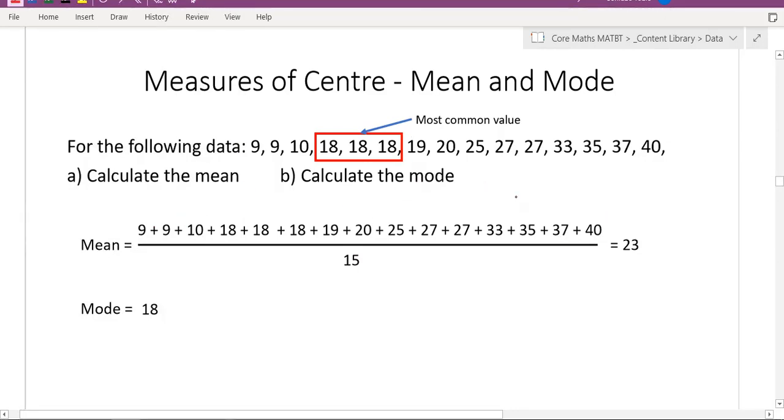And the mean, according to this, is 23. Mode, again, is the most recurring number in this data set: 18. It's not 9, it's not 27, because they only appear twice, whereas 18 appears 3 times. So that's the mode.